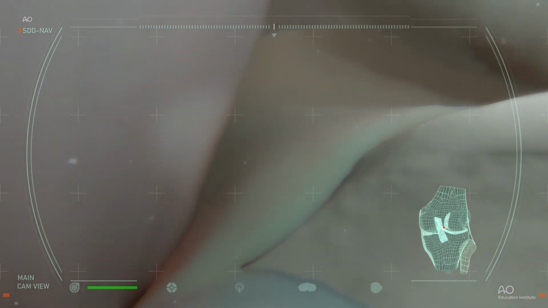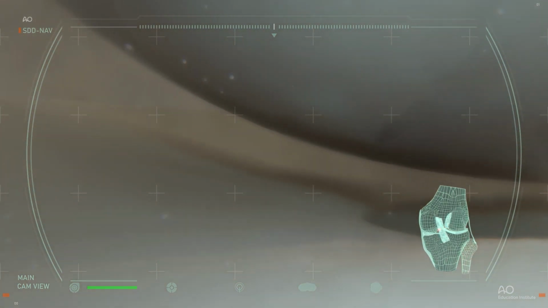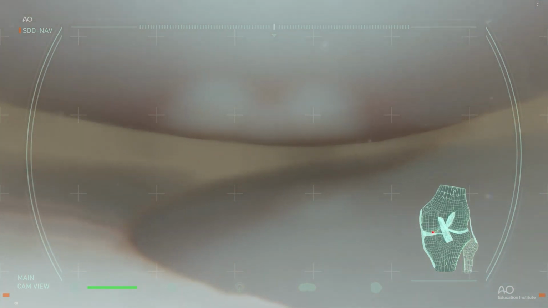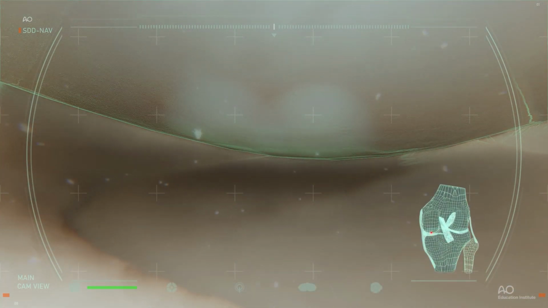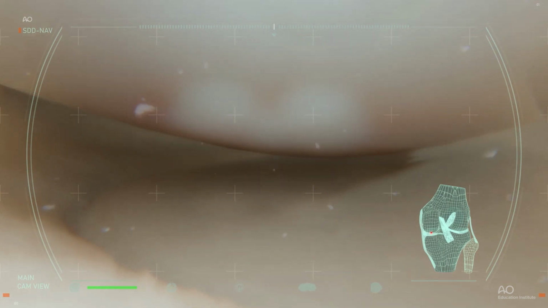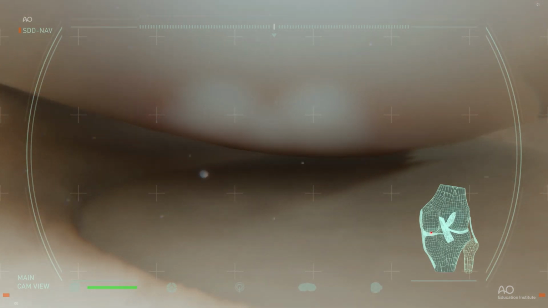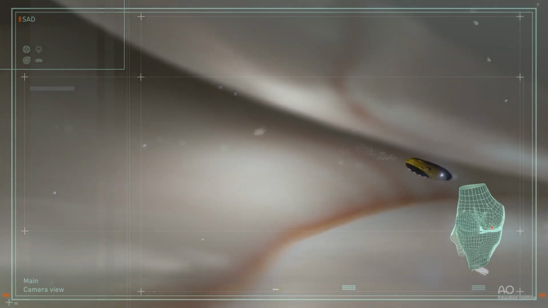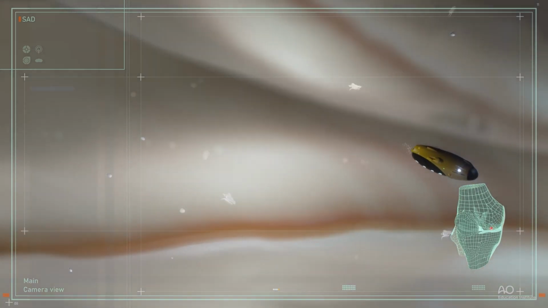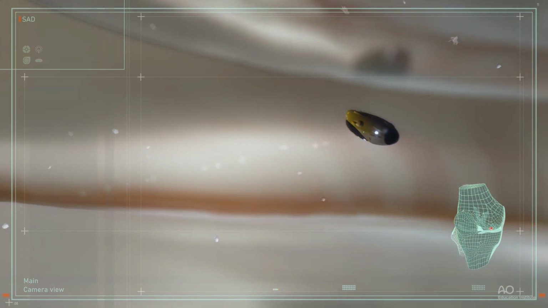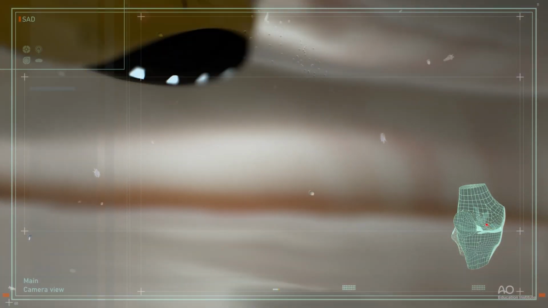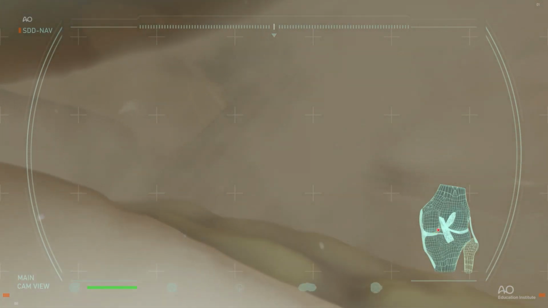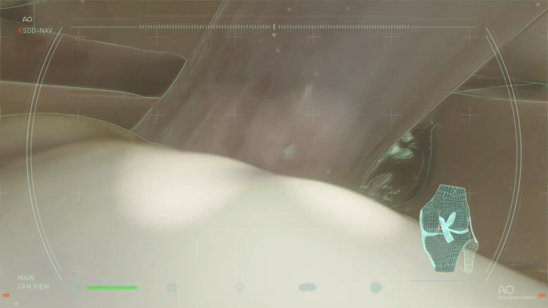Approaching the medial condyle. Medial meniscus. Medial femoral condyle. Anterior cruciate ligament.